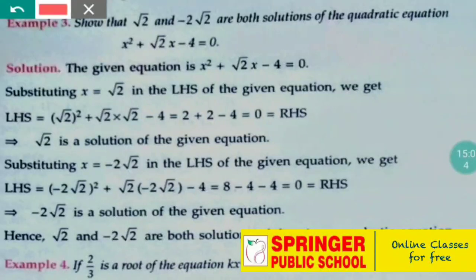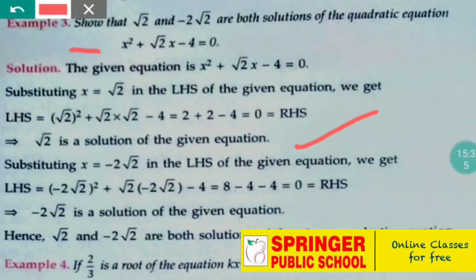So your equation is x square plus root 2 x minus 4 is equal to 0. Now what we will do is put x is equal to root 2 in the LHS. So it becomes root 2 square plus root 2 into root 2, minus 4. So root 2 square is 2, root 2 into root 2 is 2, minus 4. 2 plus 2 is 4, 4 minus 4 is equal to 0. That means LHS is equal to RHS. So root 2 is a solution of the given equation. The next is minus 2 root 2.